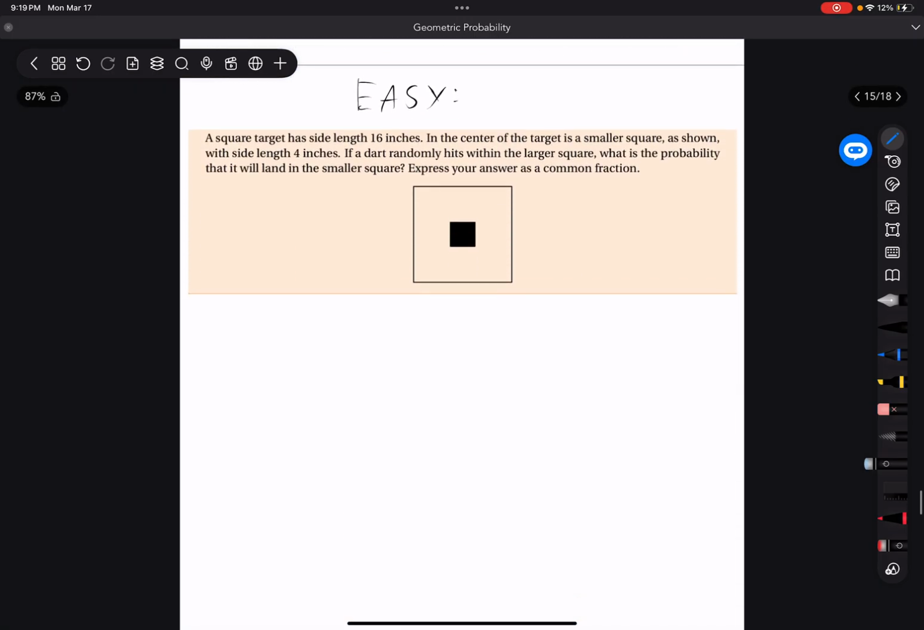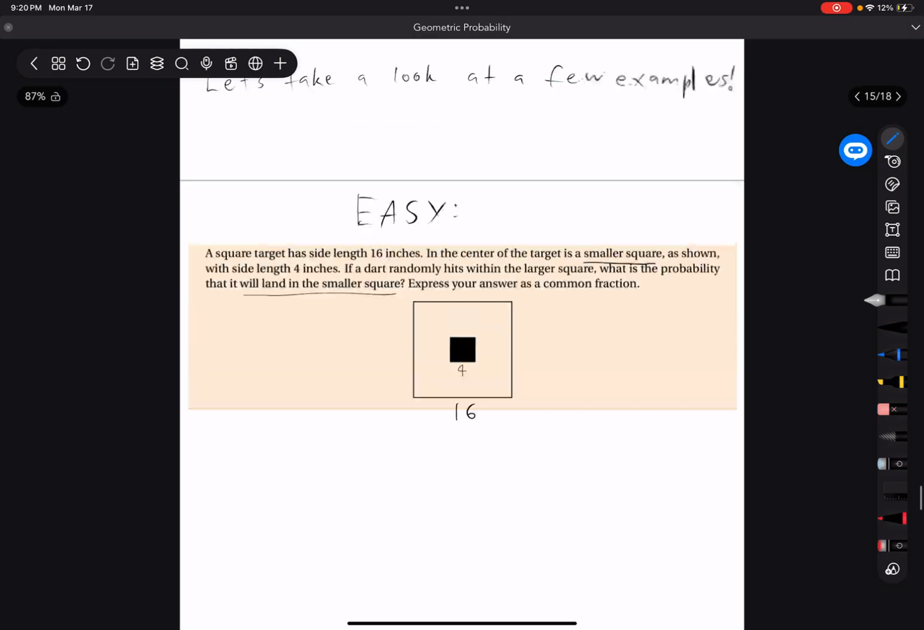So this is our easy example. A square target has a side length of 16 inches. So we know then that this side length is 16. In the center of a target is a smaller square as shown. So this is the smaller square with a side length of 4 inches. If a dart randomly hits within the larger square, what is the probability that it will land in the smaller square? Express your answer as a common fraction.